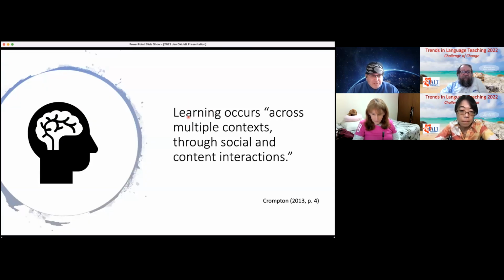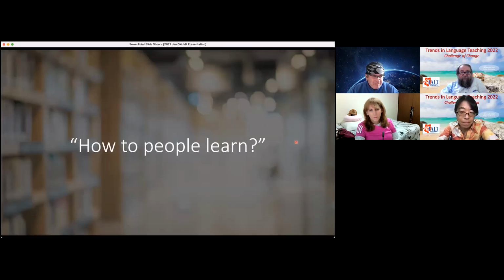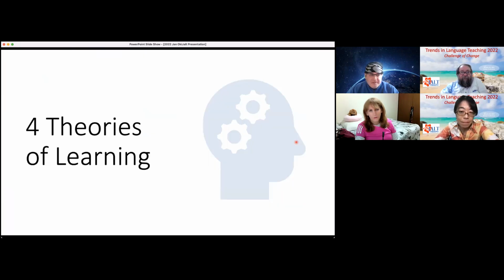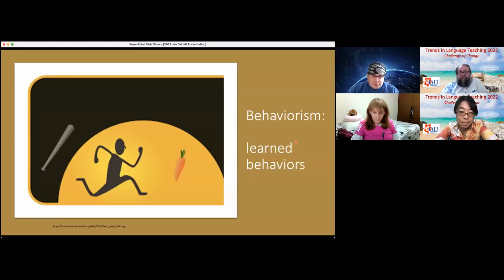So learning occurs across multiple contexts and through social and content interactions, meaning learning can occur anywhere. And how do people learn? So there are four main theories about learning, and I'm just going to run through them really quick. First one is behaviorism, and that was the predominant learning theory for most of the 20th century.